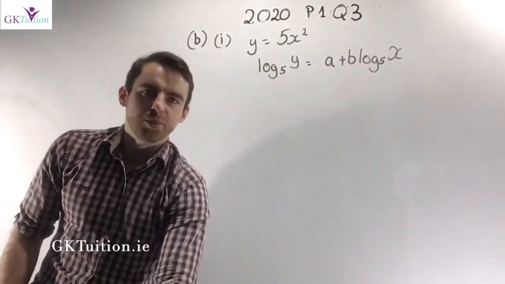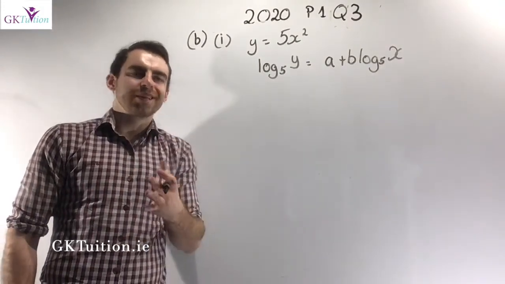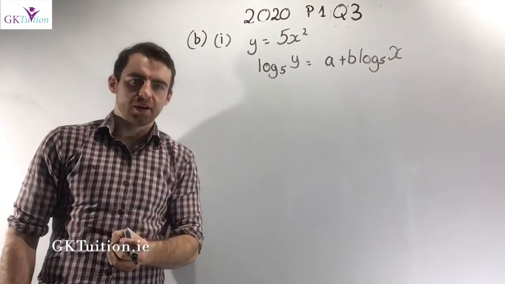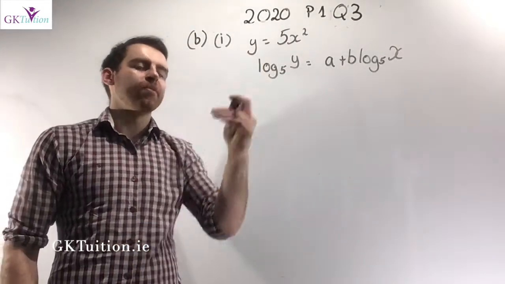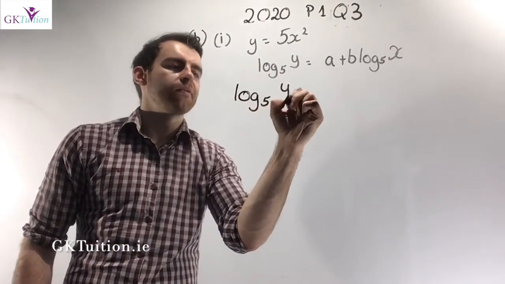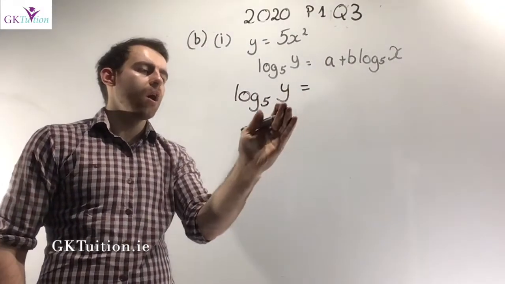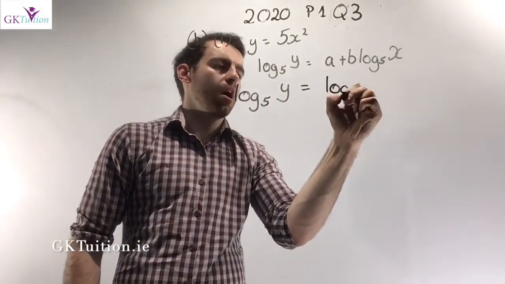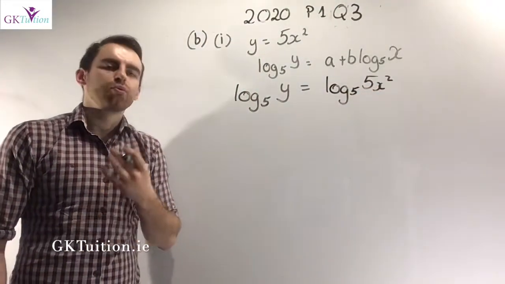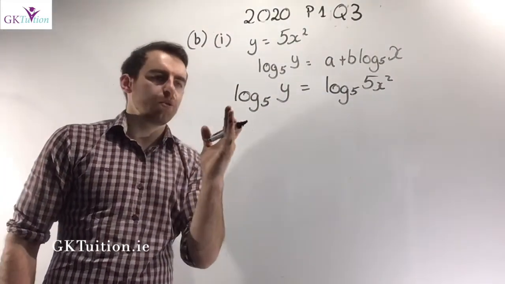Our starting point is y equals 5x squared. And I know that at the end, I want to end up with a log y to the base 5 on the left-hand side. So if y is equal to 5x squared, I'm going to introduce log to the base 5 on each side. If y equals 5x squared, I can say that log y to the base 5 is equal to log of 5x squared to the base 5. The reason that I'm doing that is because I can see that I want to end up with log to the base 5.